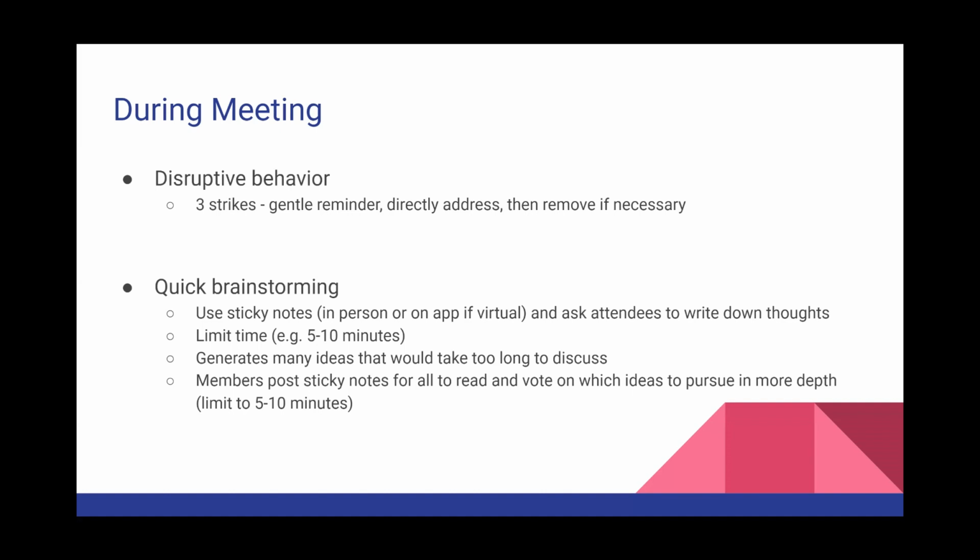If the behavior continues, then you want to consider directly addressing that person. Now, when you do this, it's always best to do it in private. So during a break during the meeting, if you can wait until after the meeting to address it, that always tends to go over better and is less likely to put the person on the defense. However, sometimes that's not an option and you have to address it in the moment.